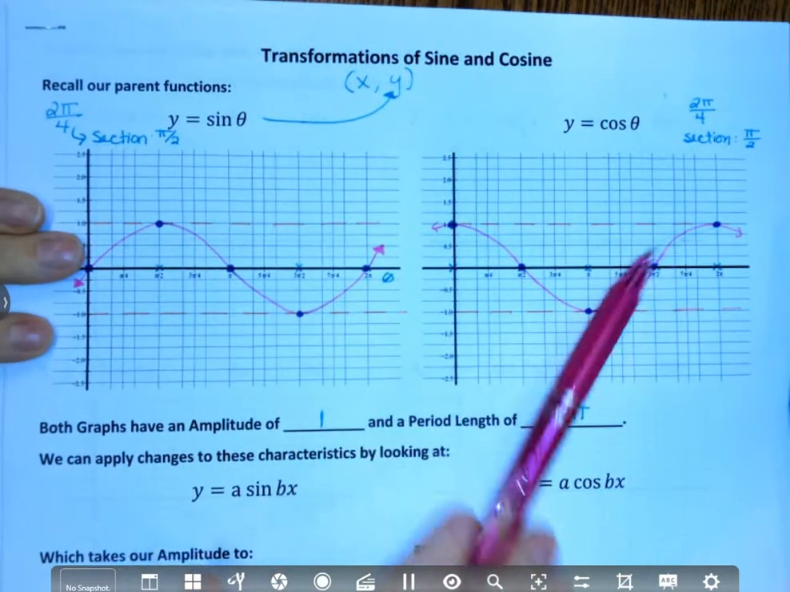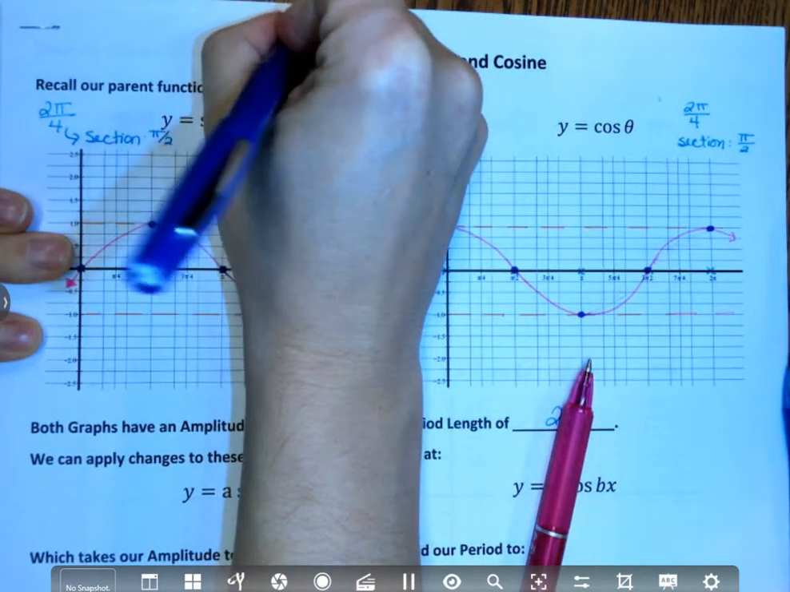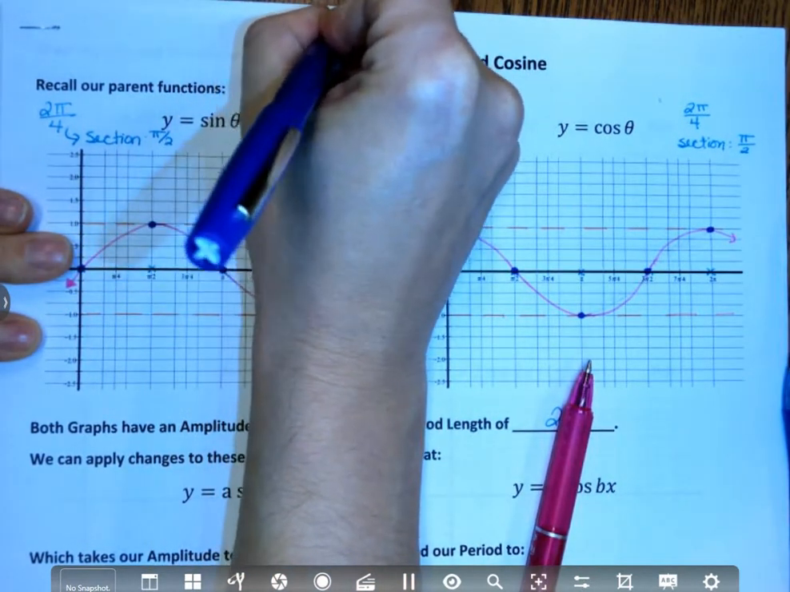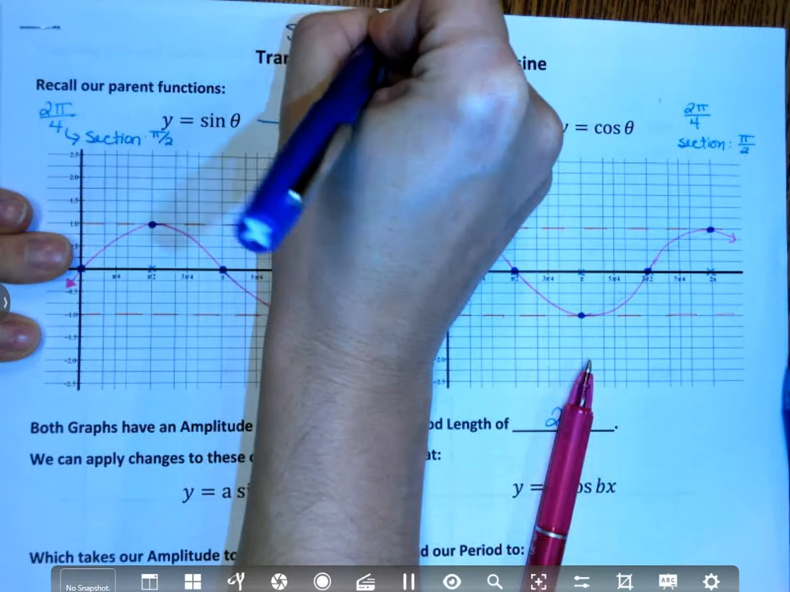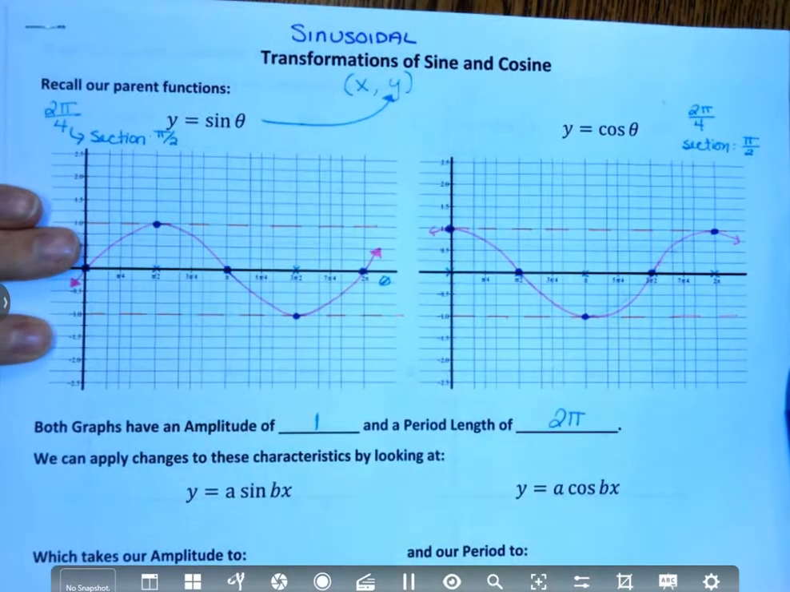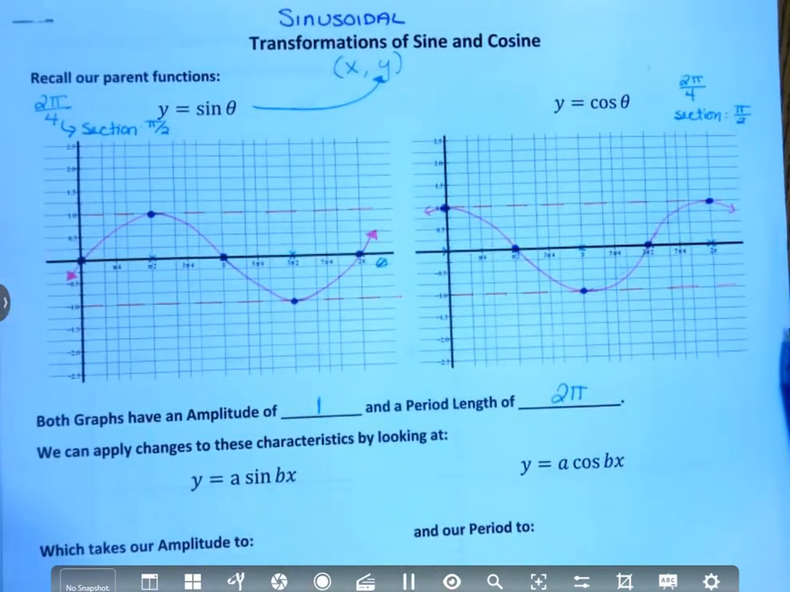Sinusoidal. And you want me to write that down? That is sinusoidal. One of those few English words that actually is spelled the way it sounds. Sinusoidal. And that just means wave-like.